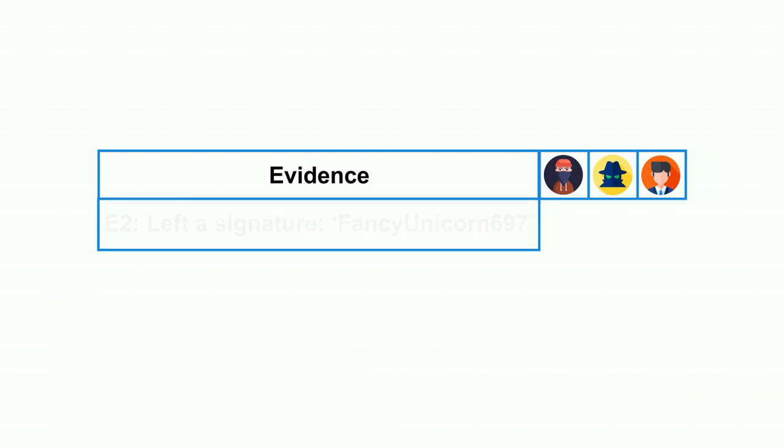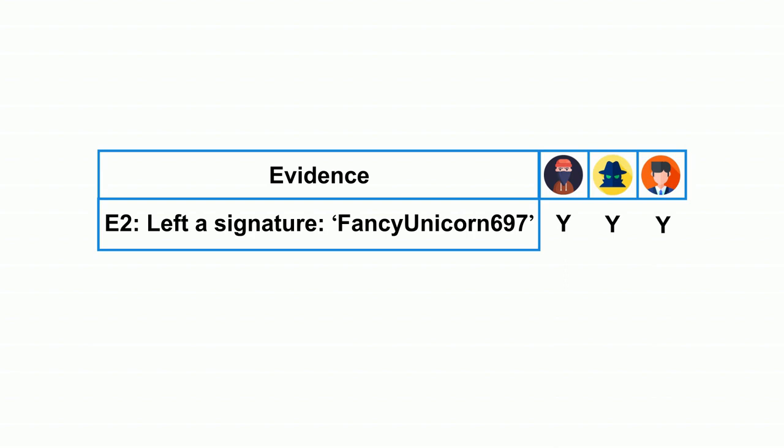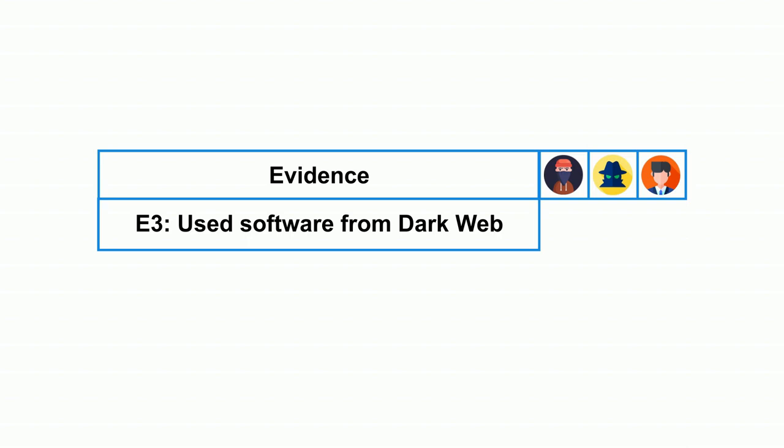The group agrees that a signature is consistent with all hypotheses. Because this evidence has ranked consistently across all hypotheses, it is non-diagnostic. It does not help diagnose the situation and can therefore be excluded at this time. The group agrees that software exploits from the dark web are consistent with criminals and insider threats.